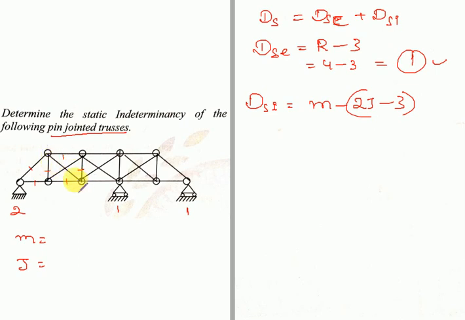Okay, consider the complete members 7, 8, 9, 10, 11, 12, 13, 14, 15, 16, 17, 18, 19, 20. So the total number of members is 20.